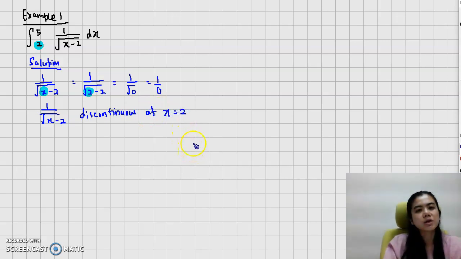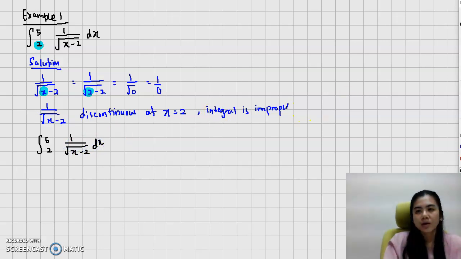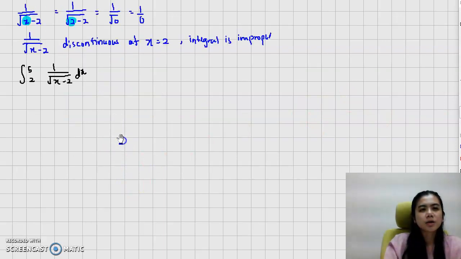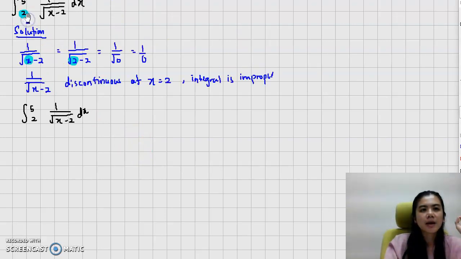So this integration is actually under the improper. So this integral is improper. Okay, so now let's copy back the question. So we have 5, 2. Just now we said that the one that gave you a problem is actually the number 2 itself, because it's discontinuous there.